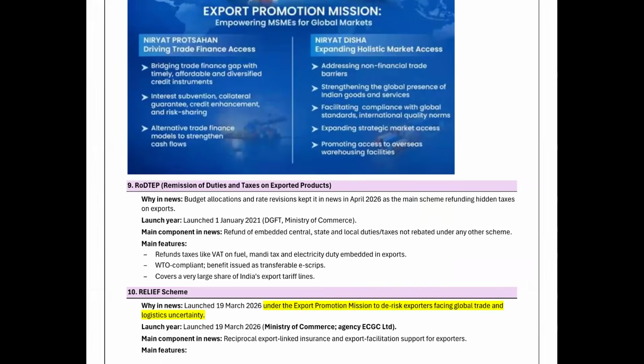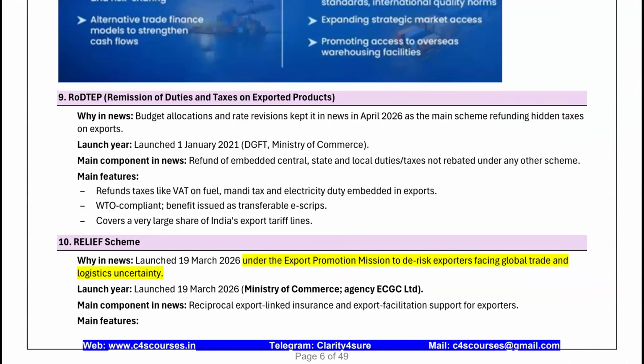Yeah, this is RODTEP, that is remission of duties and taxes on exported products, right? Trade we are discussing. So obviously, which ministry will come into the picture in this RODTEP? That is again the Ministry of Commerce. Please remember, the Ministry of Commerce will be coming into the picture, right? And in this kind of things, just remember the launch year. Launch year is 1st January 2021. That is DGFT, Ministry of Commerce. It has been mentioned over here, right?